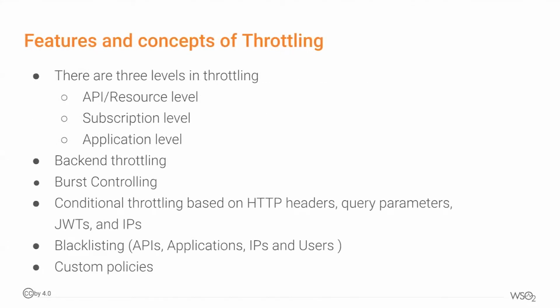There are three main levels of throttling in API Manager, which are API or resource level throttling, subscription level, and application level throttling. It also supports backend throttling and burst controlling. The conditional throttling is supported on HTTP headers, query parameters, JWTs, and IPs. It provides the ability to provide custom policies and advanced policies. Blacklisting and whitelisting request is also supported.